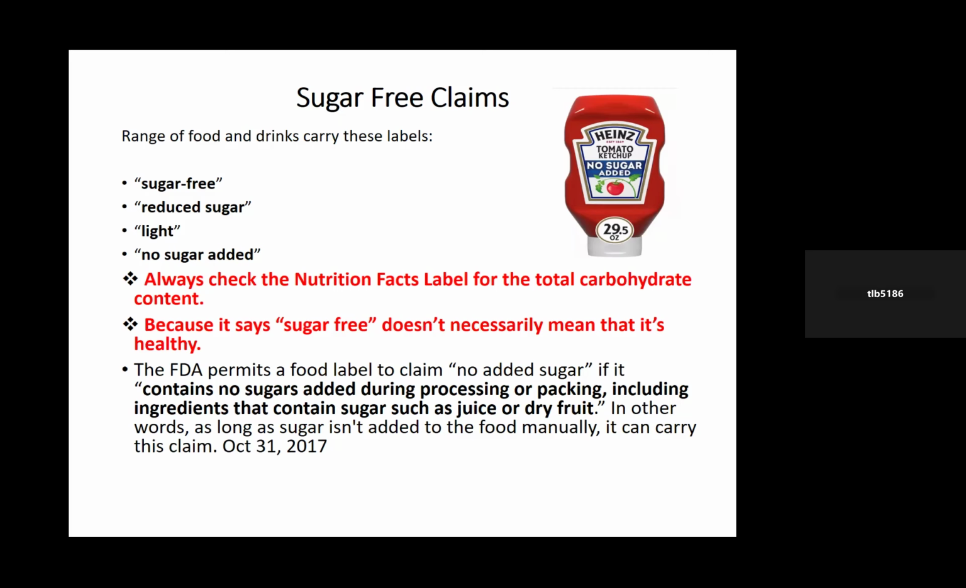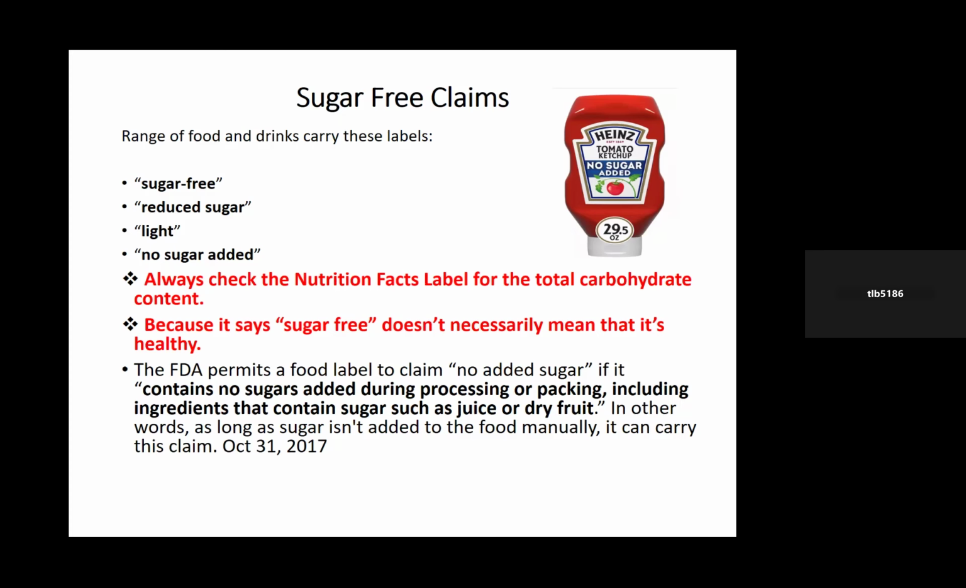One thing that people don't know is the FDA permits a food label to claim no sugar added if it contains no sugar added during the processing or packing of the food. It can contain sugars such as juices and dried fruits, and that is not part of the sugar added. This is something that a lot of people don't understand.